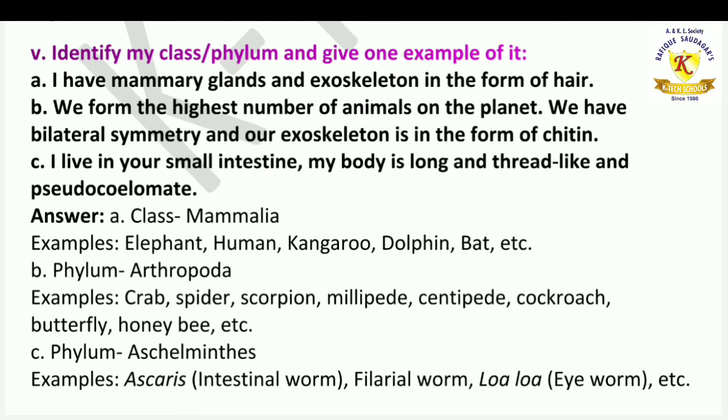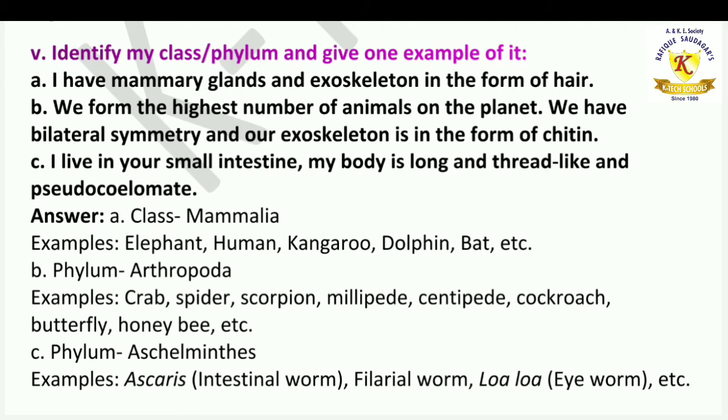B. We form the highest number of animals on the planet. We have bilateral symmetry and our exoskeleton is in the form of chitin. So the answer is phylum Arthropoda. Example, crab, spider, scorpion, millipede, centipede, cockroach, butterfly, honeybee, etc.